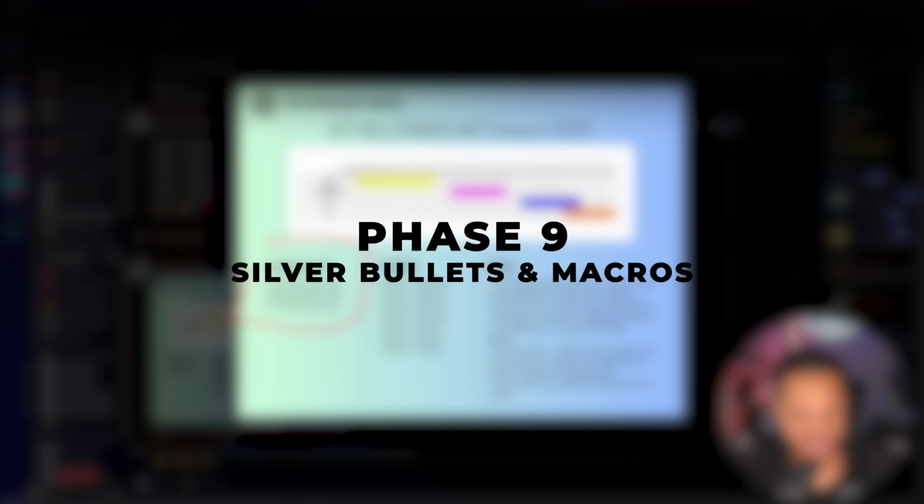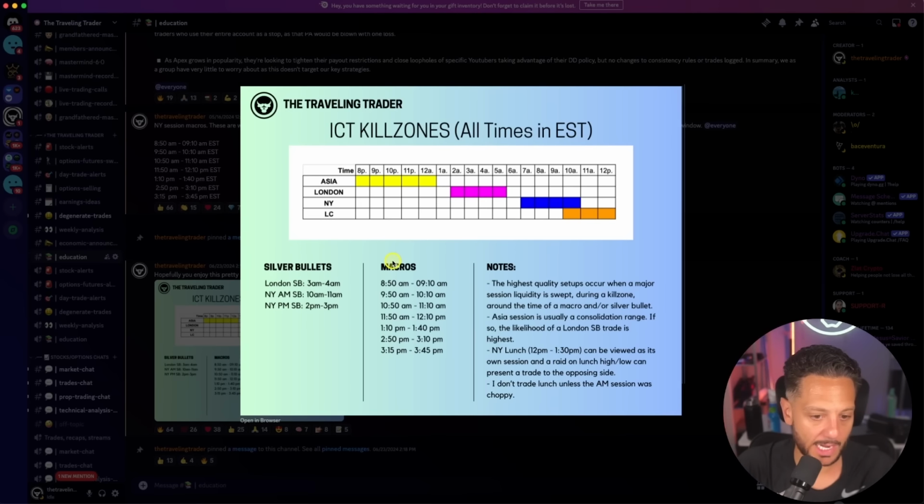Now, let's talk about silver bullets and macros, right? This will be extremely poignant once you know how to enter trades, which we will talk about in trade entries. But let's talk about silver bullets and macros. What are they? It's actually really easy. There are basically time windows where the theory goes that algorithmic trading occurs during those time windows, right?